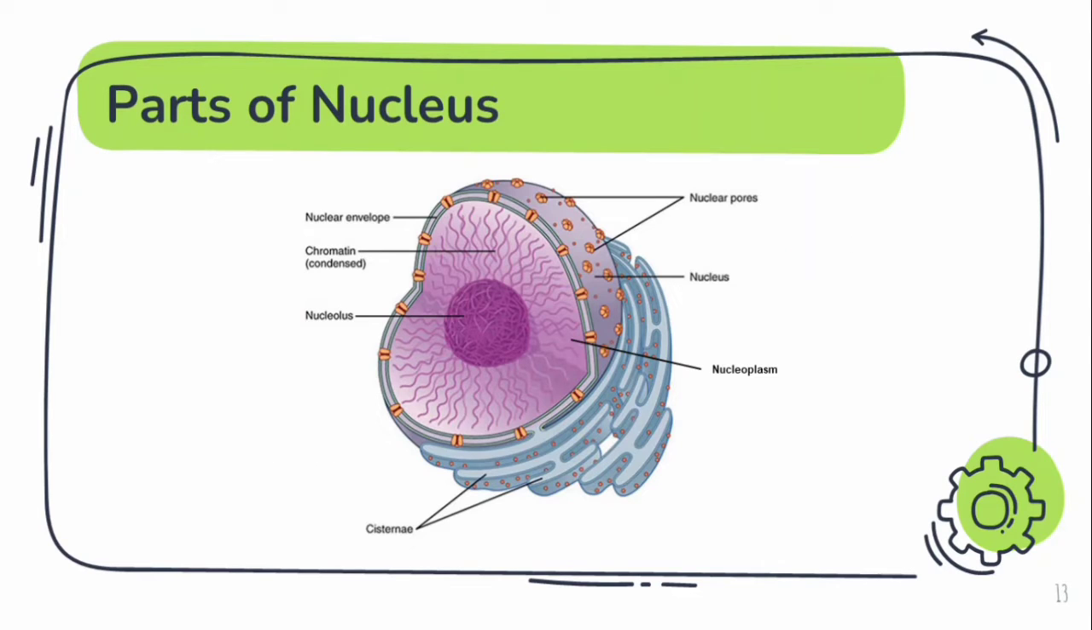Let's now move on to the parts of the nucleus. Most of the sources tell us that in general, the nucleus has 5 parts, namely the nuclear envelope, the chromatin or the chromosomes, the nucleolus, the nuclear pores, and the nucleoplasm. In this diagram, the cisternae or the Golgi bodies are included since they are attached to the nucleus. Let's discuss fundamentals about them.